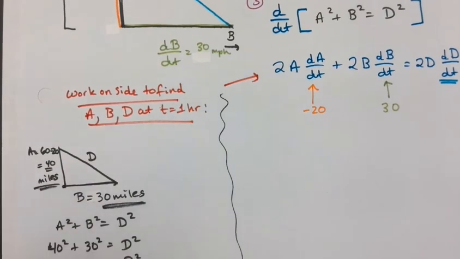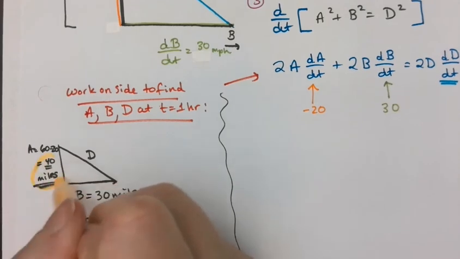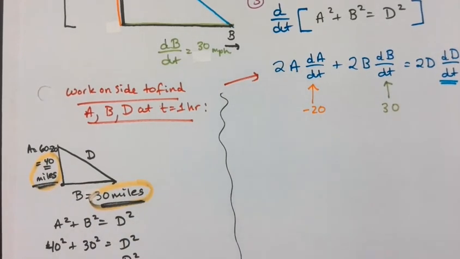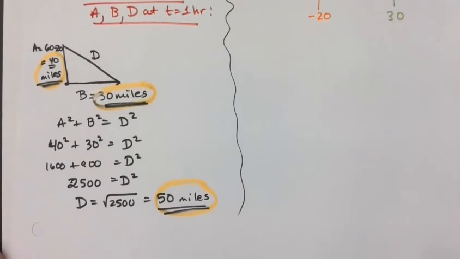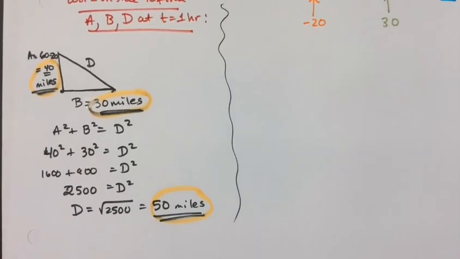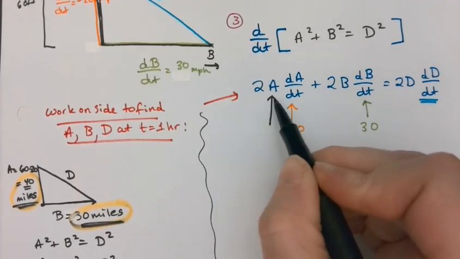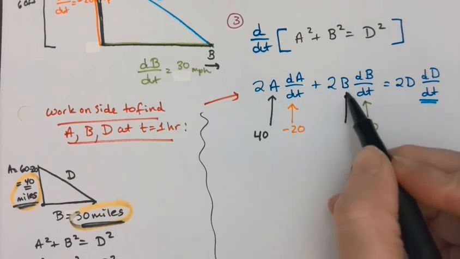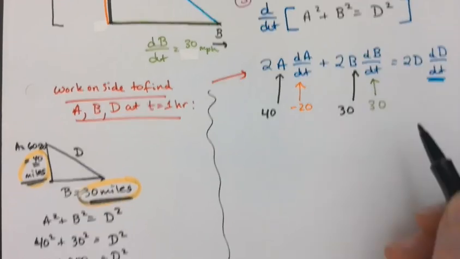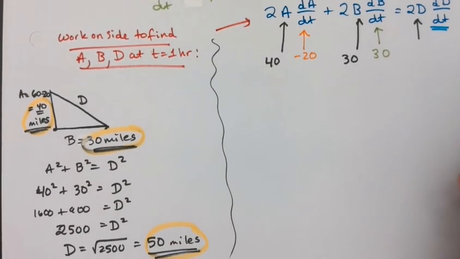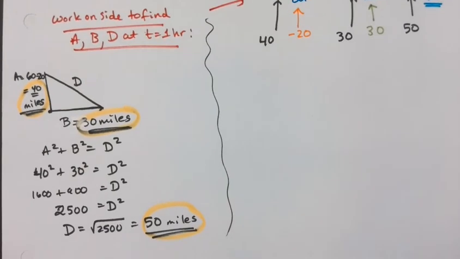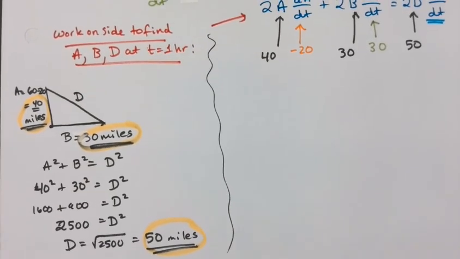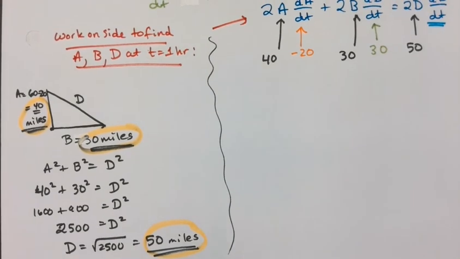Now I have all my values because I can use the 40 for A, the 30 for B, and the 50 for D, and I can substitute them back up into the formula. That's what I'm going to do. Over here, for where there was A, I'm going to put 40. Over here for B, I'm going to put 30. And over here for D, I'm going to put 50. There's the work for everything. Now we just have to substitute and then solve, and we're done.